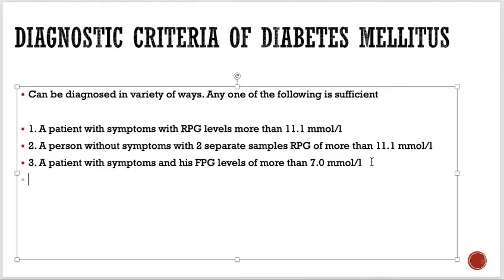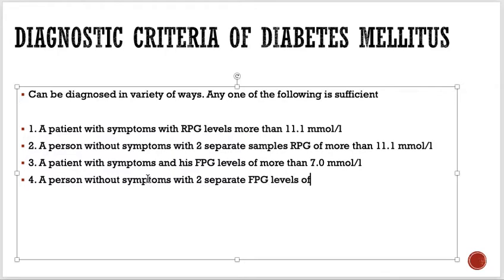So this will be the diagnostic criteria. And again, the number 4 is simply the same thing which we do here. Like a person without symptoms, with two separate fasting plasma glucose levels of more than, again, 7.0 millimole per liter, right? So I hope you understand.